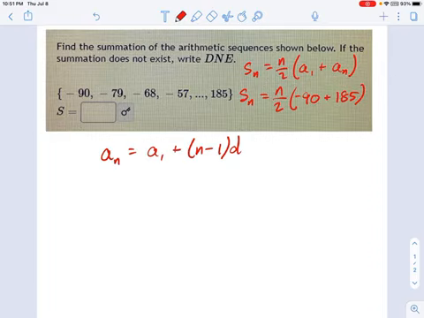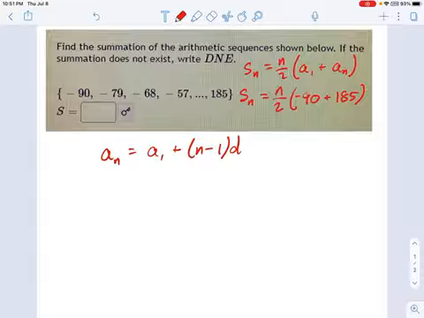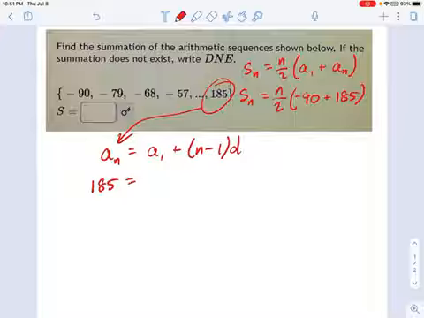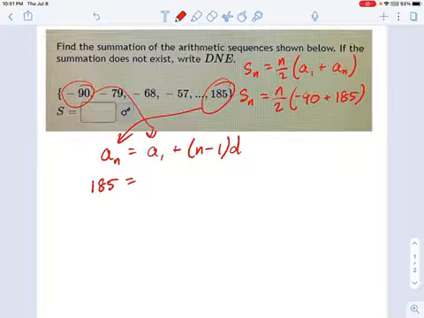And we're going to use this formula to figure out what d is. D? No, we'll figure out what n is. That's what we're looking for. Okay, so remember what an is. That's 185, so we're going to put 185. I don't know if it's the 7th term or the 17th term or whatever, but that's what we're going to put in there. We're going to take this negative 90, and that's a1.